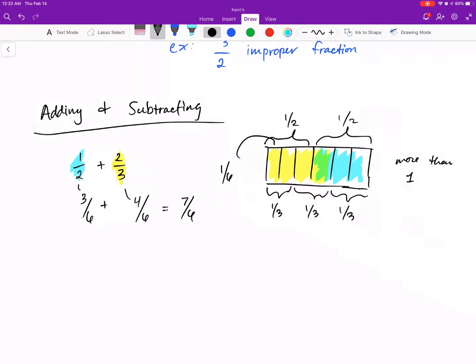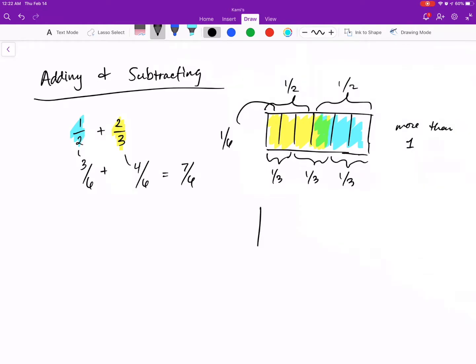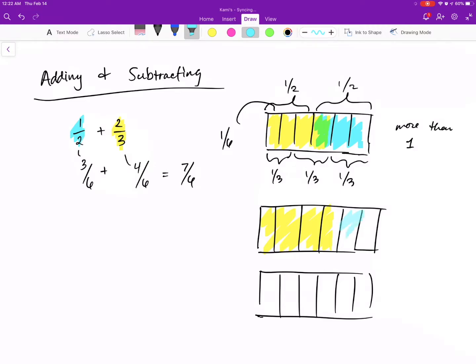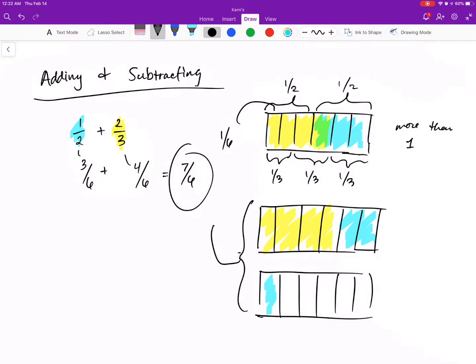Got 7/6. I know the picture is kind of hard to see, but if I made 2 candy bars, it'd be a little bit easier to see. So 1, 2, 3, 4, 5, 6. 1, 2, 3, 4, 5, 6. So remember, we would have 4 yellows, 1, 2, 3, 4, and then 3 blues, 1, 2, 3. So you can see here 7/6 of a candy bar.